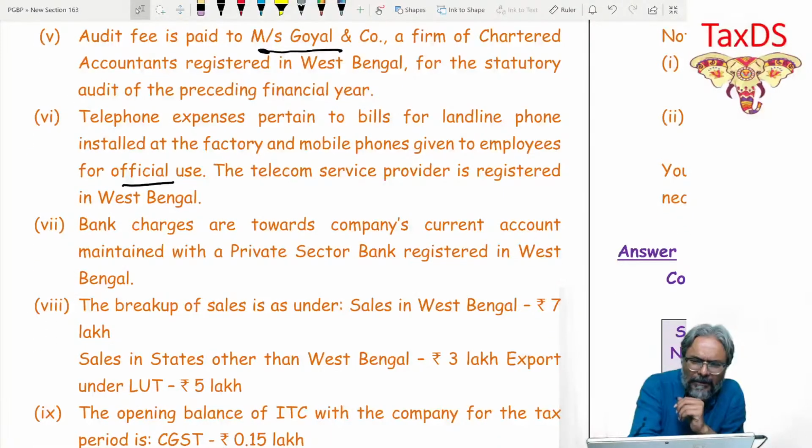Bank charges are towards the company's current account maintained with a private sector bank registered in West Bengal. So therefore, again, for that also no issues. Had it been interest on loan, deposit and advance, then we would have said that it is not taxable because it is exempt supply.